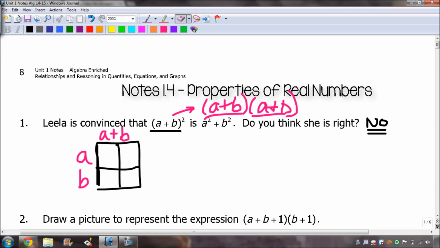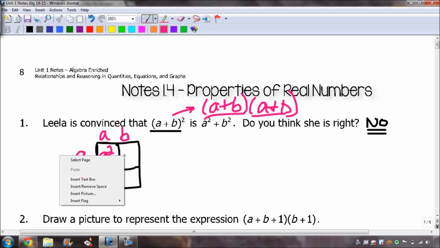Okay, and I don't technically need this plus sign right here, because it's implied that this b right here is a positive b. So then when I multiply these guys together, a times a ends up being a squared. Okay, and then a times b ends up being ab. So this right here is ab. Okay, and then b times a ends up being ba. And then lastly, b times b ends up being b squared.